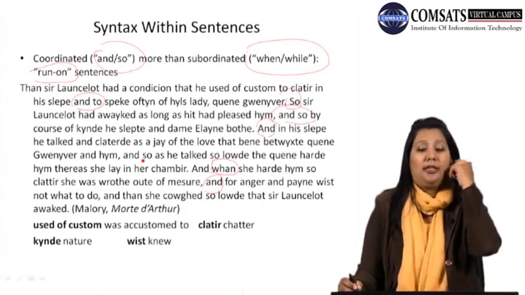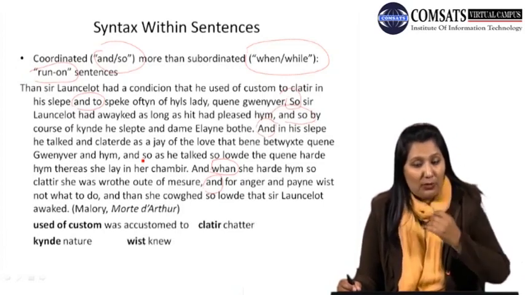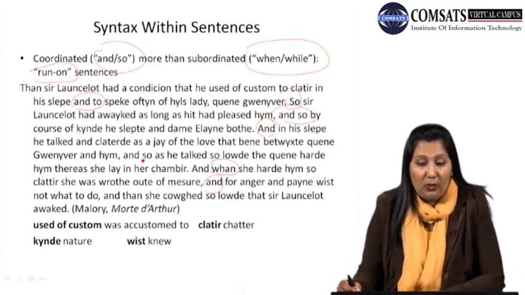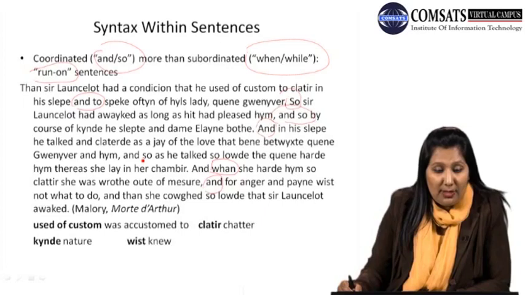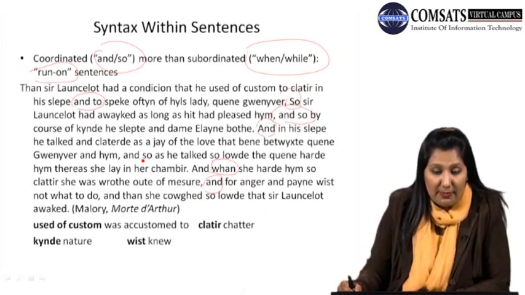Then Sir Lancelot had a condition that he used of custom to clatter in his sleep, Queen Guinevere. So Sir Lancelot had awaked as long as it had pleased him, and so by course of kind he slept. Perhaps there is no other example of while.